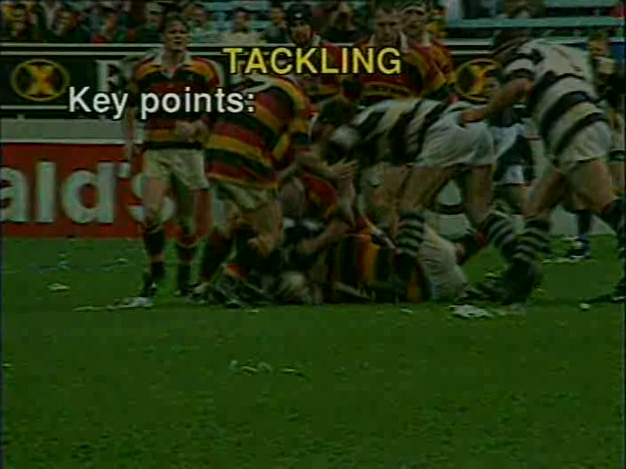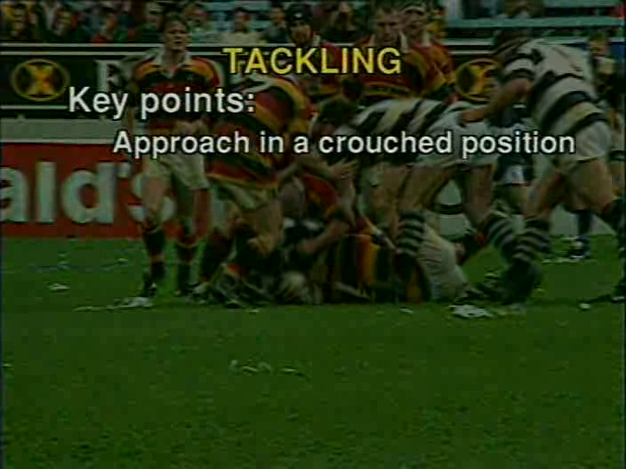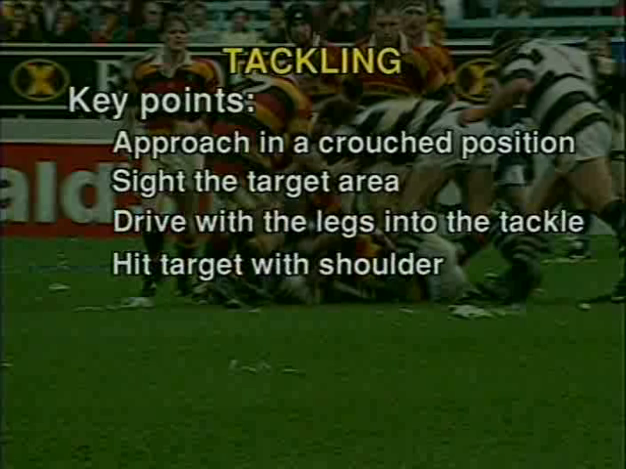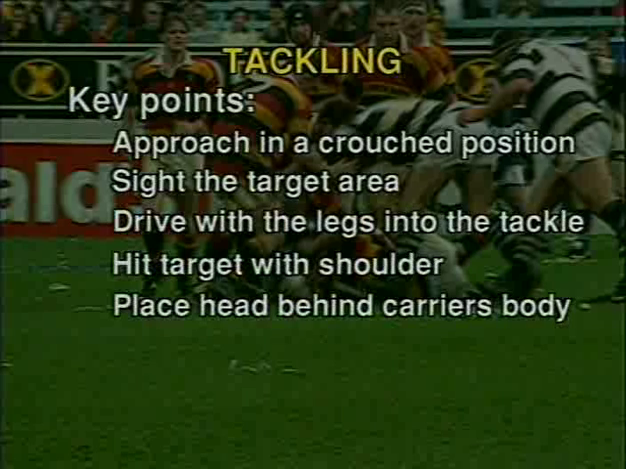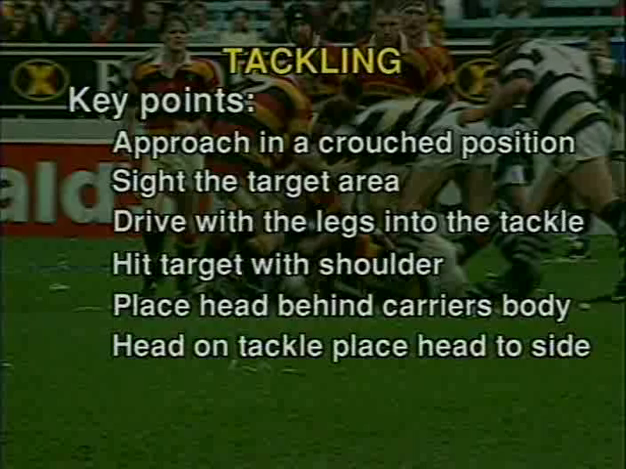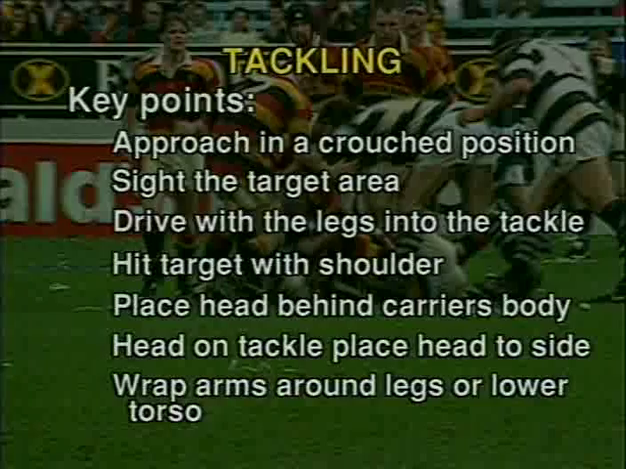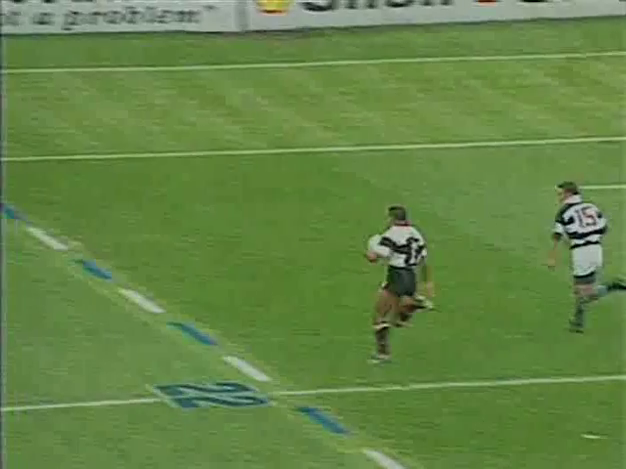Key points of tackling are: approach the ball carrier in a crouched position, sight the target area, drive off with the legs into the tackle, hit the target area with the shoulders, place the head behind the ball carrier's body, or for a head-on tackle, place the head to one side, arms wrapped around the upper legs or lower torso.